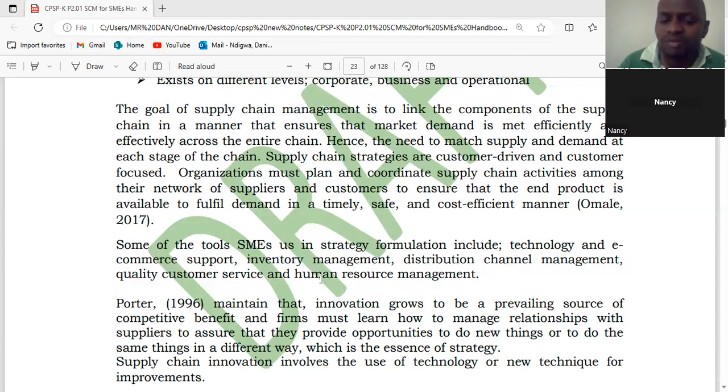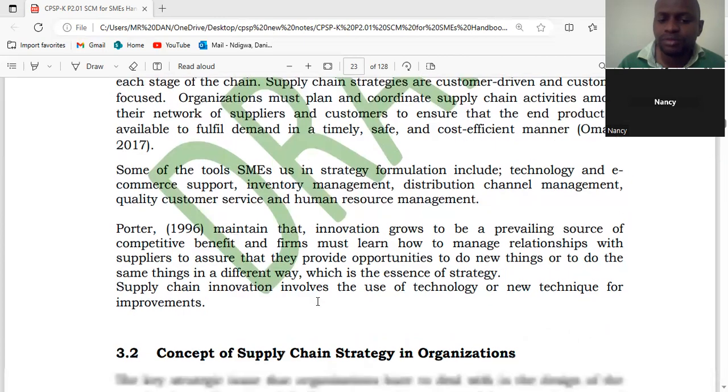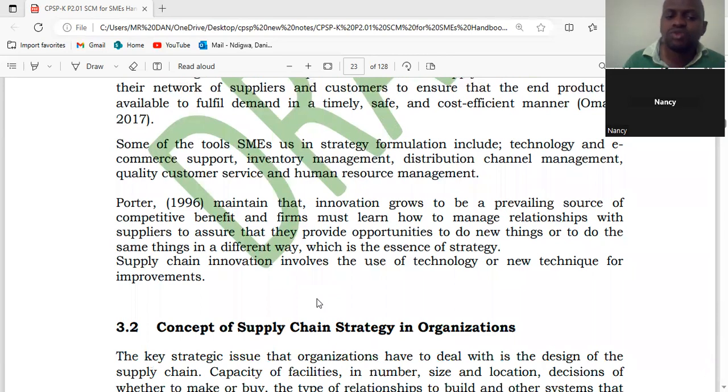Then the other issue is human resource management. Every firm must have a human resource manager or officer for purposes of ensuring that they motivate their employees by recruiting the right people, by placing them, by training them, and by developing the employees so that they become better and better every day.